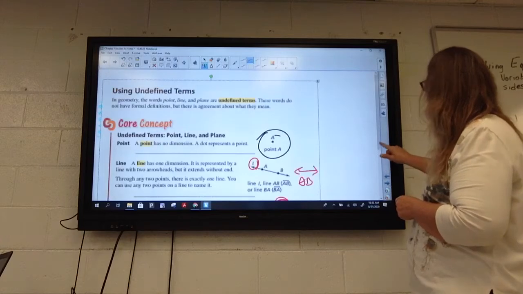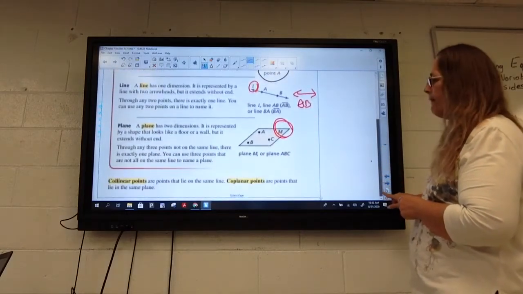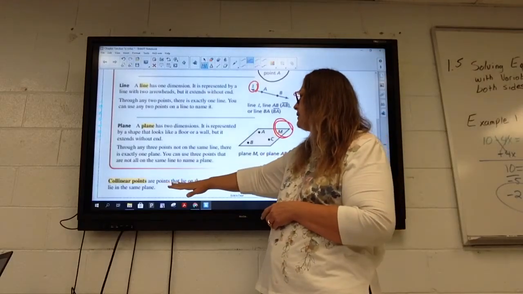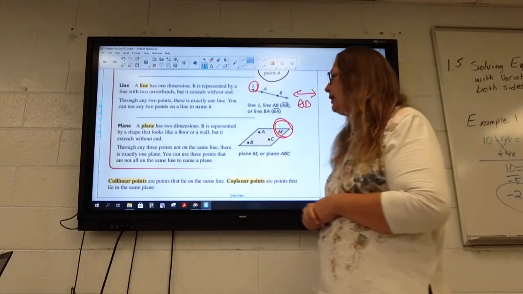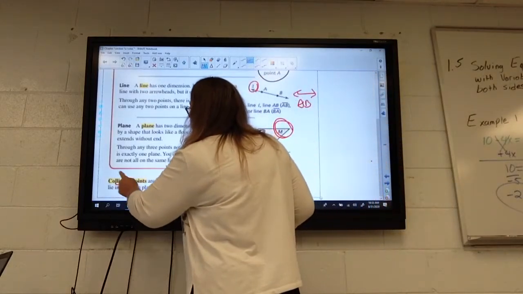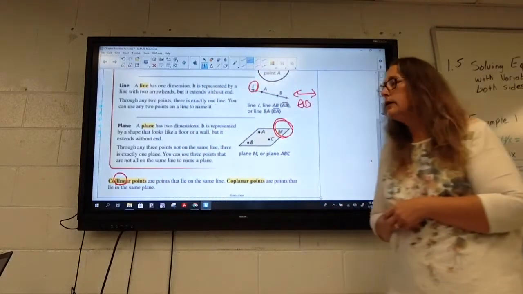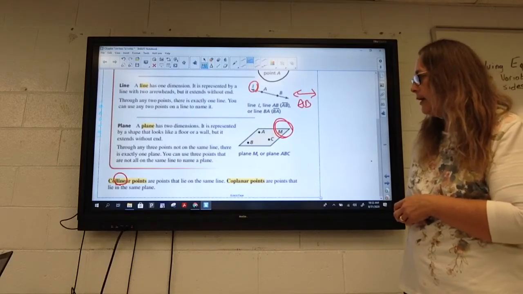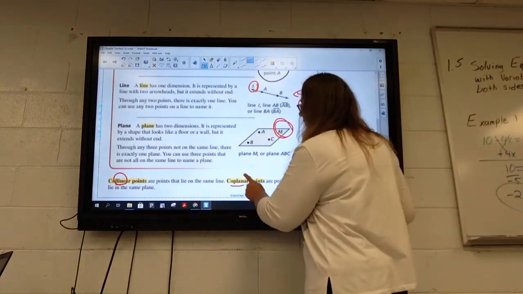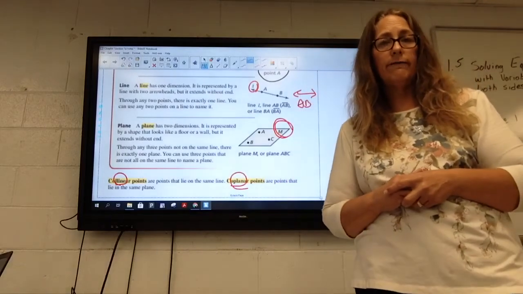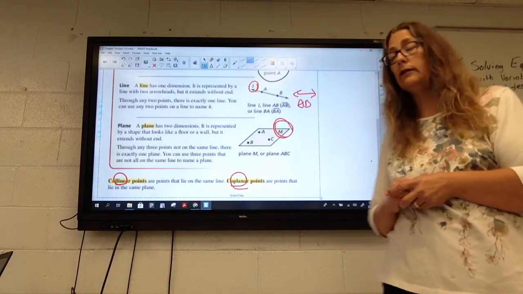Let's go back to that page. Okay. Collinear points. Collinear points are points that lie on the same line. If you look at the word collinear, the word line is in it. Line, linear, collinear. Coplanar points are points that lie on the same plane. Again, the word plane is there to help you remember what the word means and what you're looking for and what you're needing.